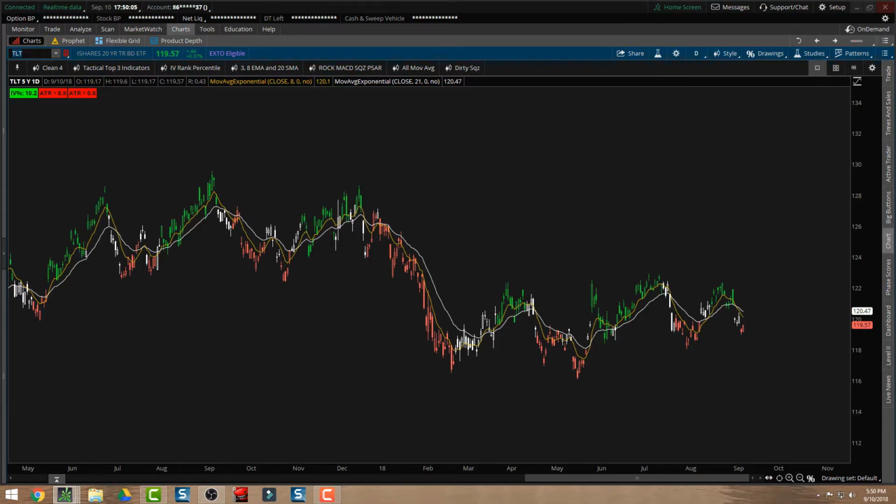All right, guys, we are looking at the ThinkorSwim trading platform, and we're going to be analyzing the Analyze tab in ThinkorSwim. But before we get into that Analyze tab, we have to have something to analyze. So let's take a look at TLT. Let's say we're looking at TLT to make a trade.